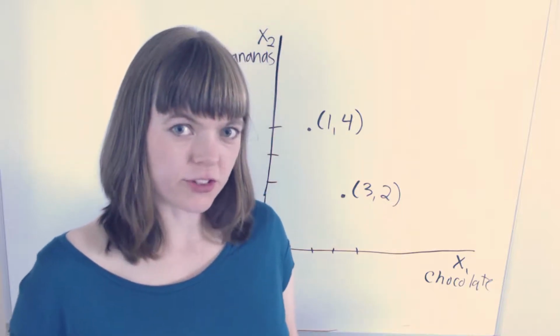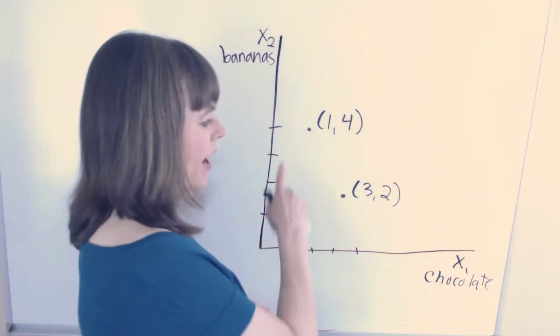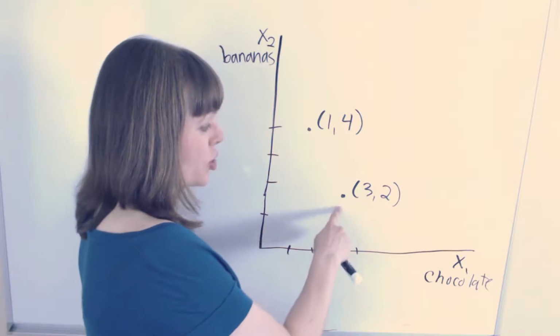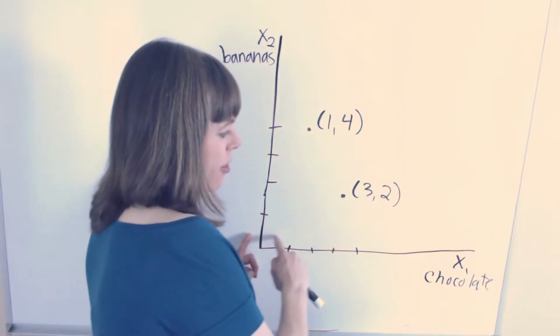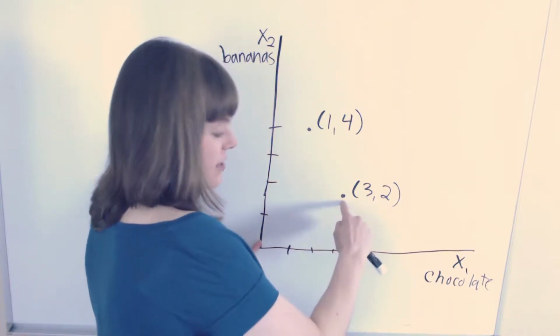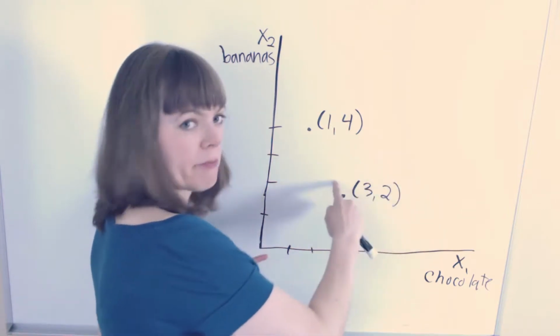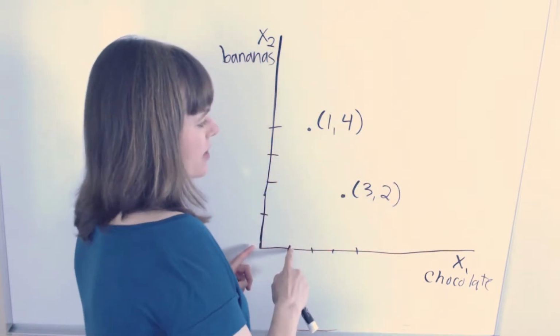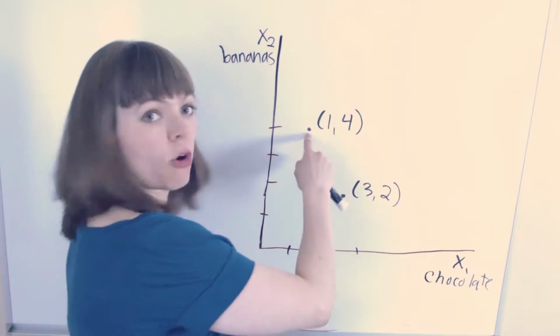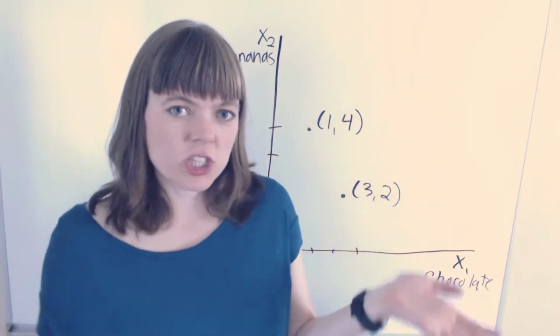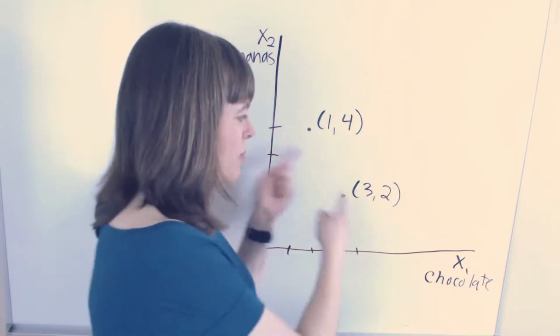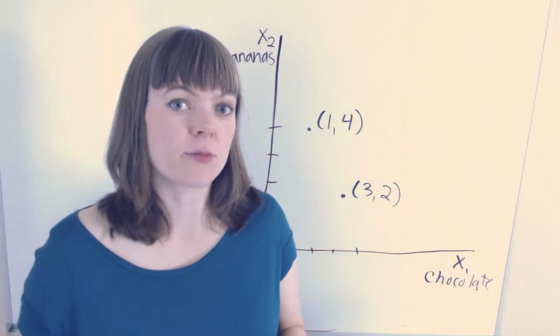So I'm going over indifference curves, and here we have a map that has two packages. One package has 3 bars of chocolate and 2 bananas. This is one bundle. And the other bundle is 1 bar of chocolate and 4 bananas. And the question is, which does this person prefer?